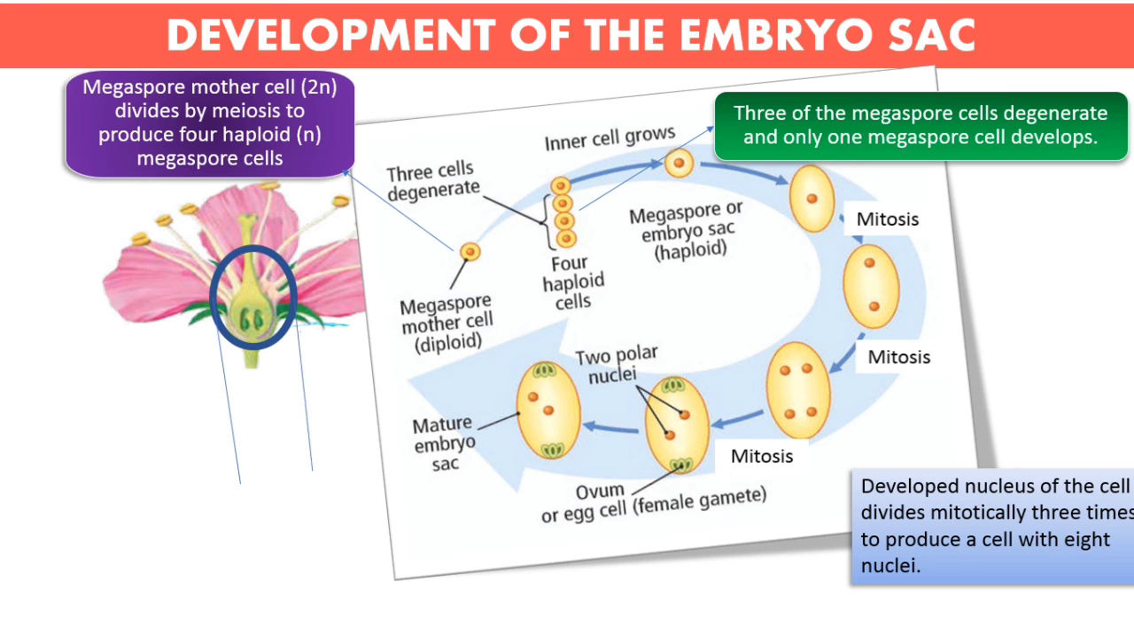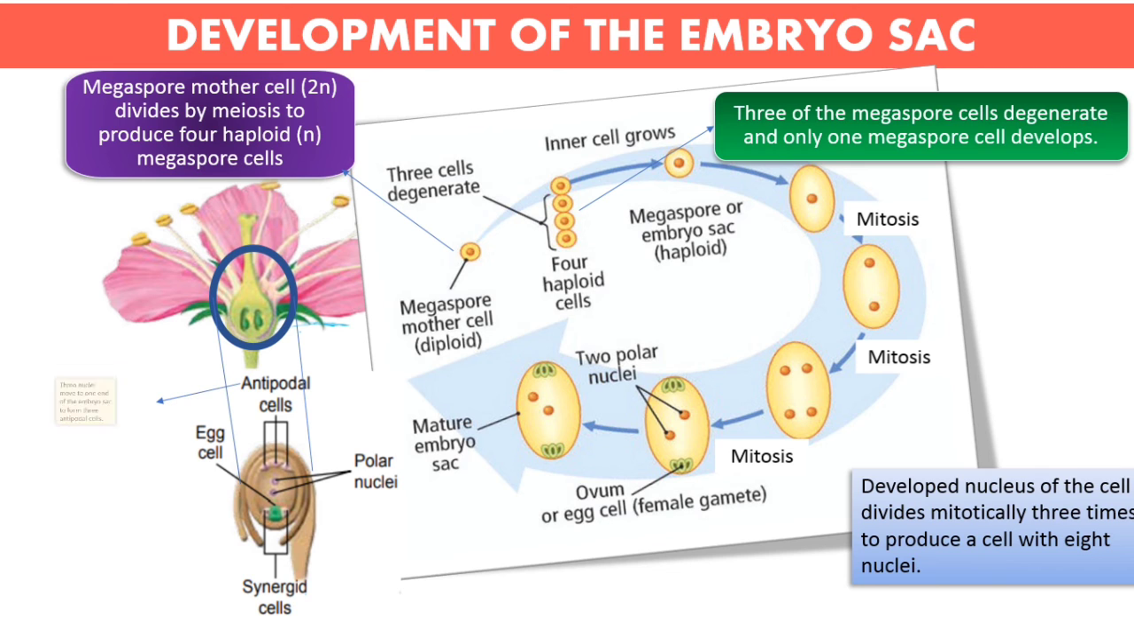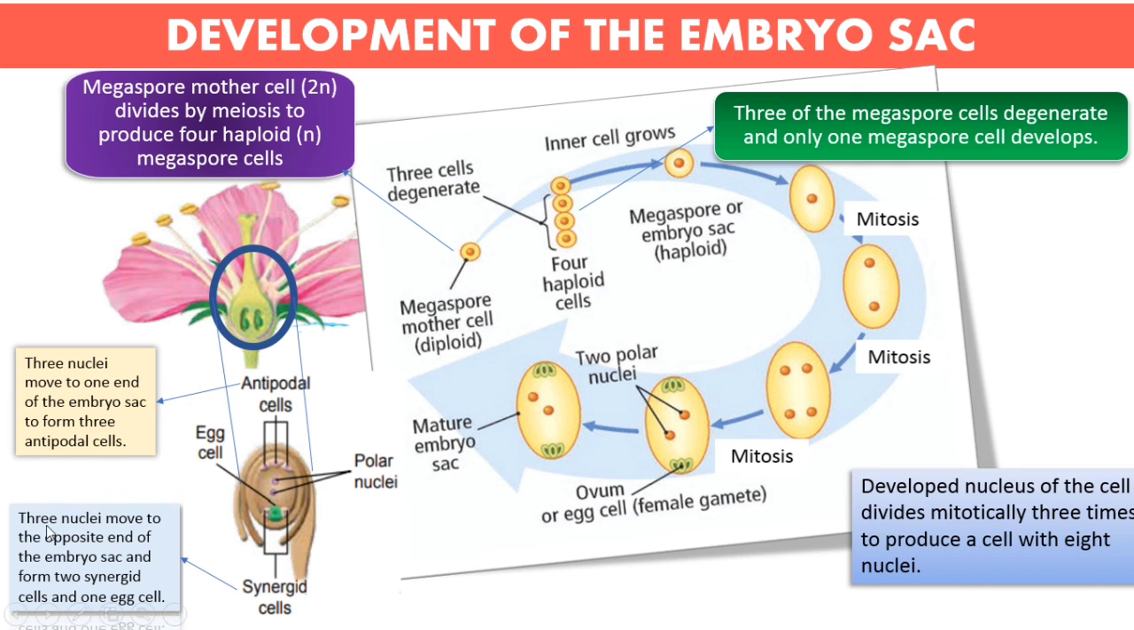So what are the 8 nuclei? Okay, the names of the 8 nuclei. First, 3 nuclei move to one end of the embryo sac to form the antipodals: 1, 2, 3. The 3 are called antipodals, at the upper part. At the lower part, 3 nuclei move to the opposite end of the embryo sac and form 2 synergids and 1 egg cell. Okay, 2 synergids and the green one is the egg cell. And the two nuclei at the center we call polar nuclei. So the matured embryo sac has 8 nuclei because the mitosis occurs 3 times.